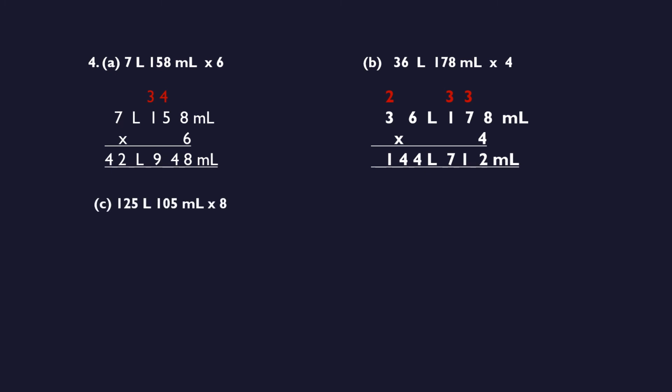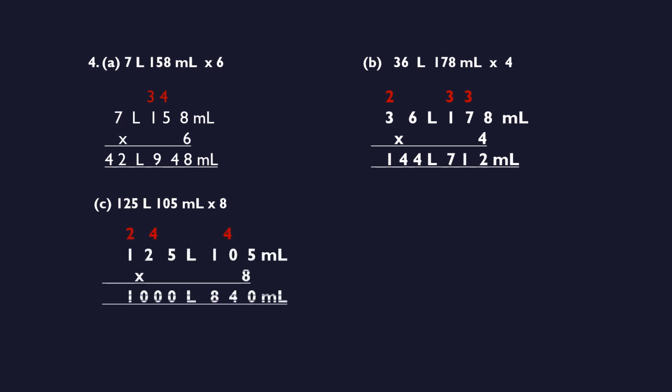Then C part, 125 liters, 105 milliliters multiplied by 8. Now 8 fives are 40, right? 0 in the answer part and 4 as carry. Then 8 zeros are 0. 0 plus 4 carry, that is 4. Then 8 ones are 8.